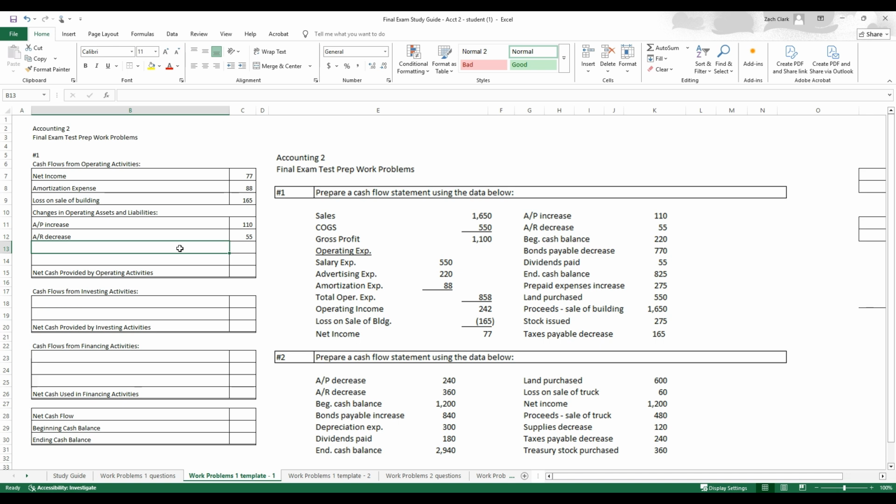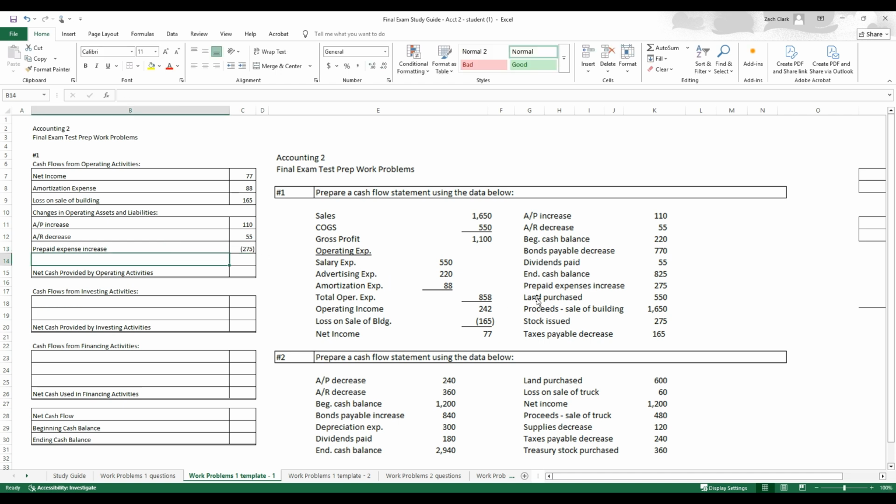Okay, so then we've also got accounts receivable, prepaid expenses. So prepaid expense increase. Again, when prepaids goes up, like we just looked at, that's a credit to cash, debit to prepaids. And so it's going to have a negative cash flow impact. So we're going to say minus 275.